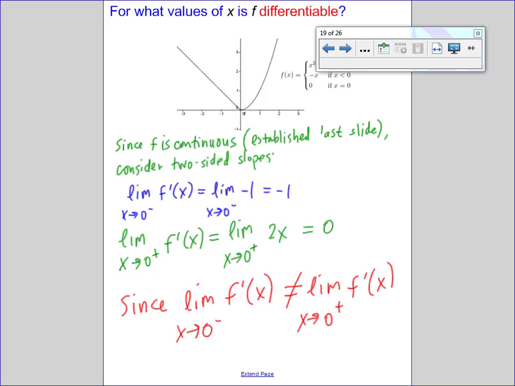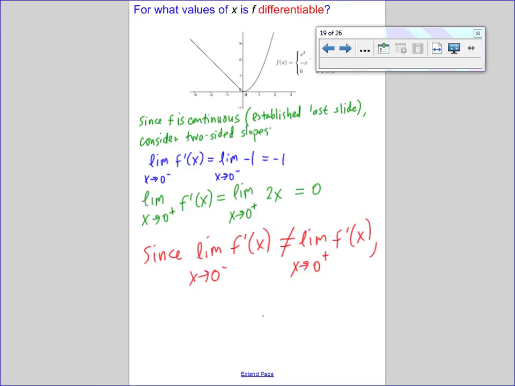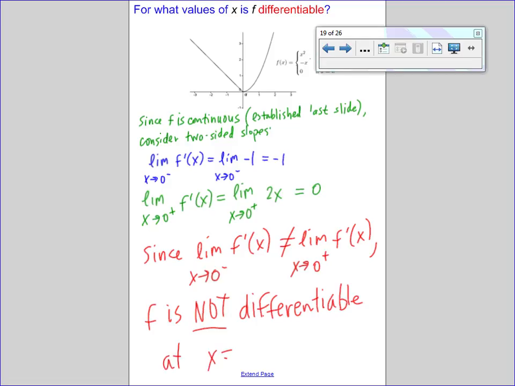Since the left-hand slope does not equal the right-hand slope, the overall slope does not exist, and f is not differentiable at x equals 0. Okay, I tried to pick a very easy example, right? As we scooch in to our differentiability versus continuity relationship in algebraic calculation, that was easy with those functions, yes?